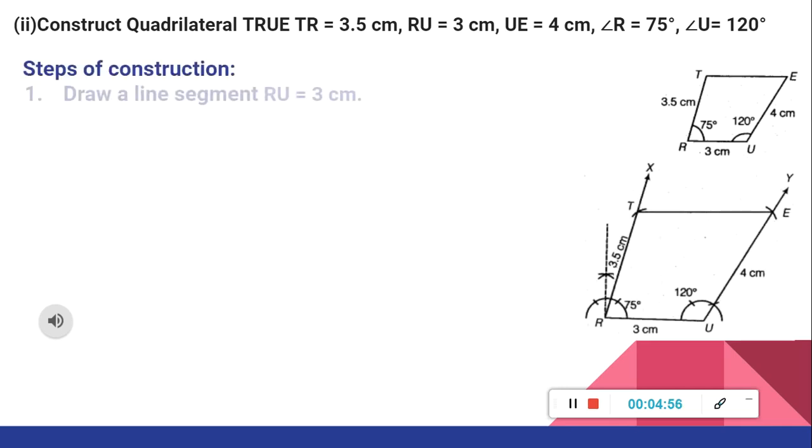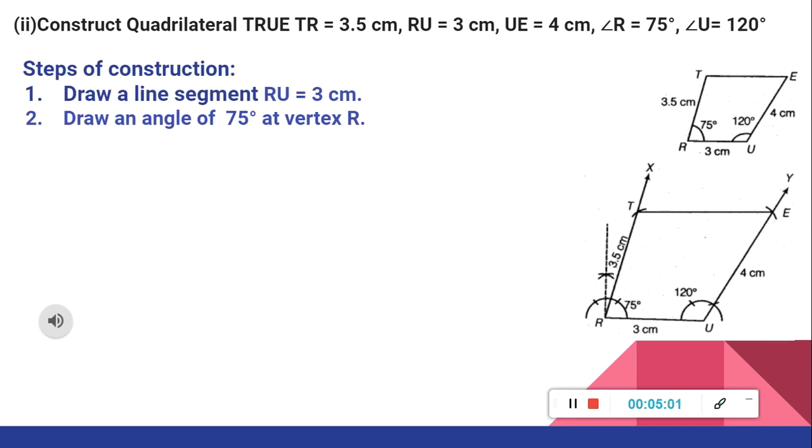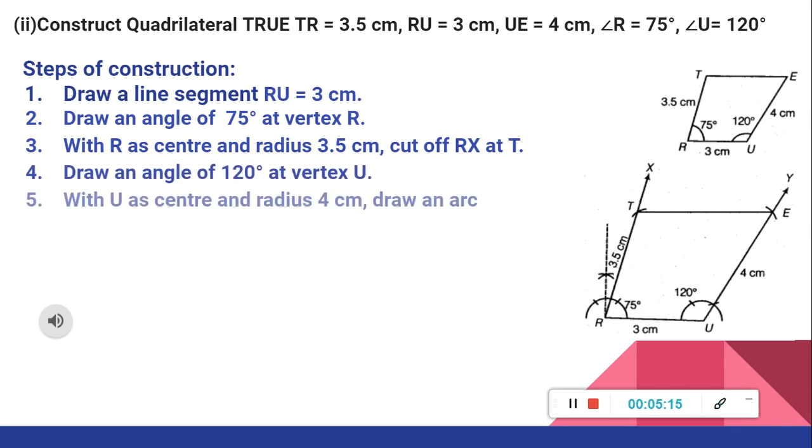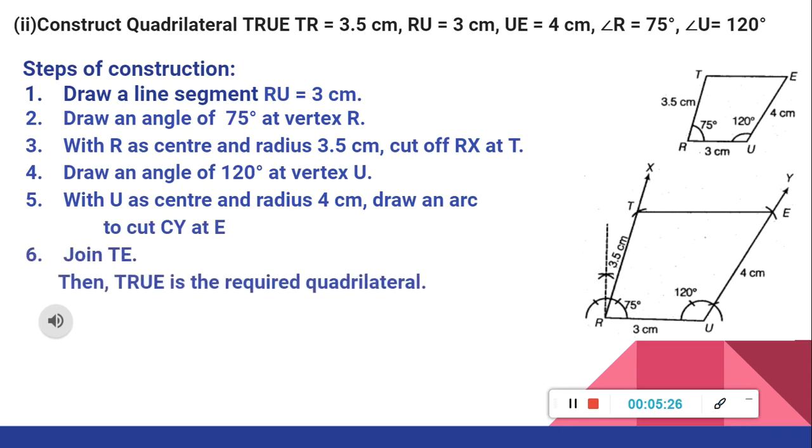First, draw a line segment RU of 3 cm. Second, draw an angle of 75 degrees at vertex R. Third, with R as center and radius 3.5 centimeters, cut off RX at T. Now fourth, draw an angle of 120 degrees at vertex U. Now with U as center and radius 4 centimeters, draw an arc to cut UY at E. Now join T and E. So we got the required quadrilateral TRUE here.